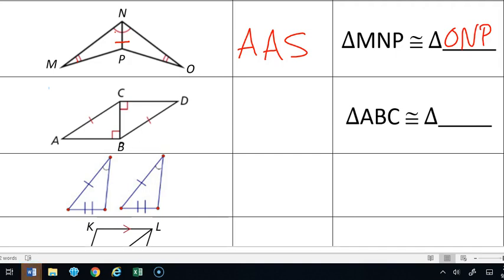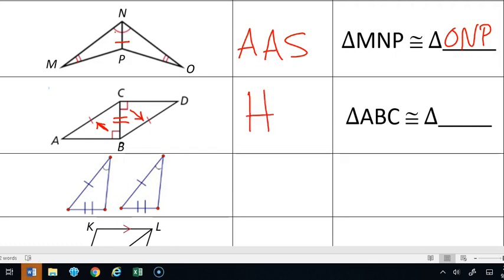On the next one, we have, again, another shared side. So these are right triangles. That's our first condition. Then we do have the hypotenuse of both of these because that's the one that's opposite the right angle. And then we have another leg. So this one's going to be HL.